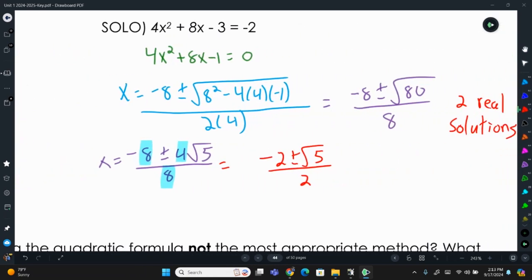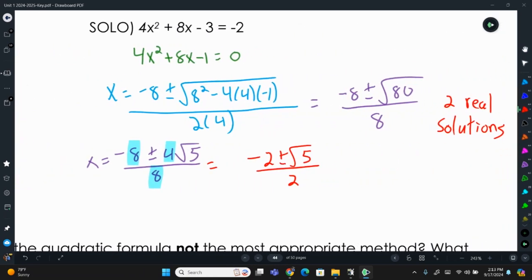Then on this one, same idea, we get this equation equal to 0 by adding 2 to both sides, and then throwing that into the quadratic formula. This time, though, I got negative 8 plus or minus the square root of 80 over 8. So that means there's two real solutions. Square root of 80 is positive. But now I can break up the square root of 80. Remember, the square root of 80 is the square root of 16 times the square root of 5.